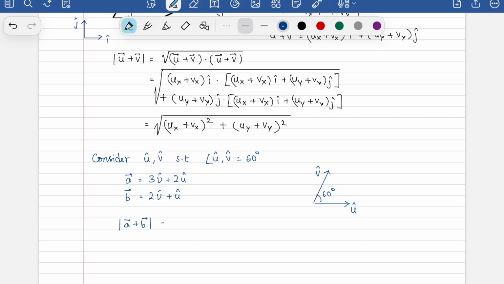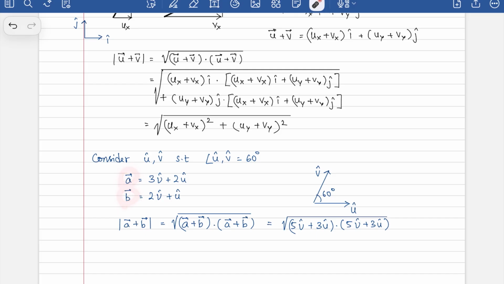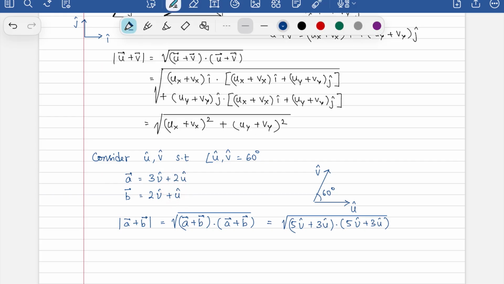Okay, so I'm gonna discuss the answer. So this is square root of a vector plus b vector dot a vector plus b vector. If you had done the addition, you would have 5v hat plus 3u hat dot with itself. Right? A vector plus b vector is 3 plus 2 along v hat and 2 plus 1 along u hat.